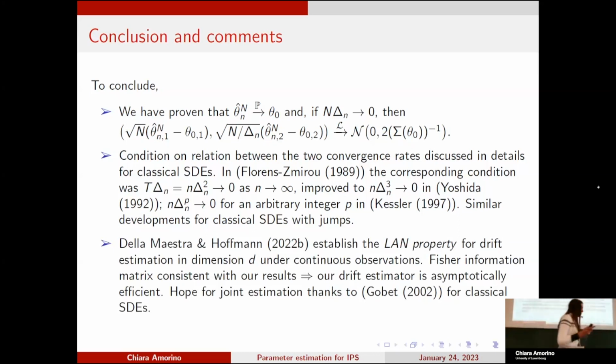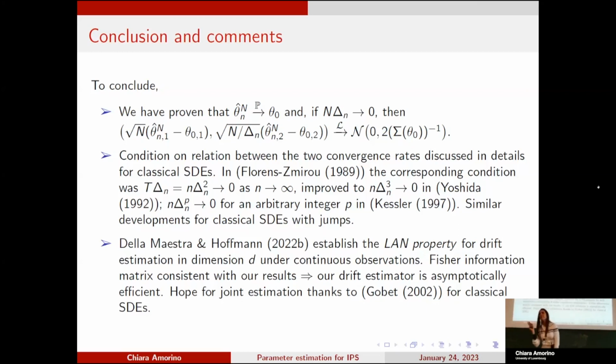Why that? Because in a very recent paper from Marc Hoffmann and Letizia Della Maestra, the LAN property has been proven for the drift estimation. And they found a Fisher information which is exactly what we find in our framework for the estimation of the drift. So we can say that for the estimation of the drift, what we have done is actually asymptotically efficient. What about the estimation of the diffusion coefficient?